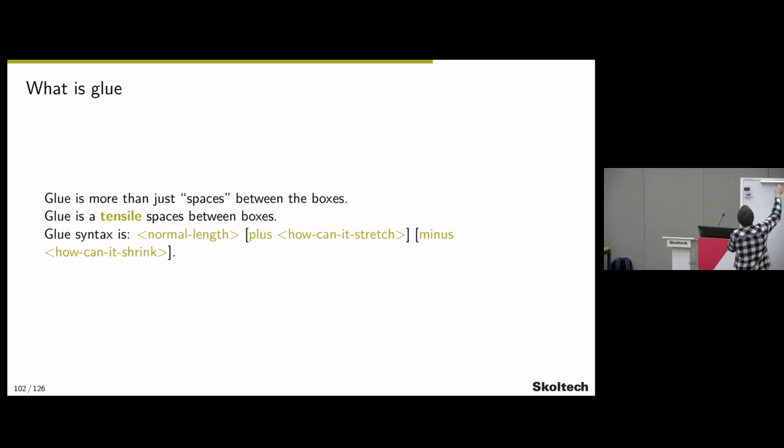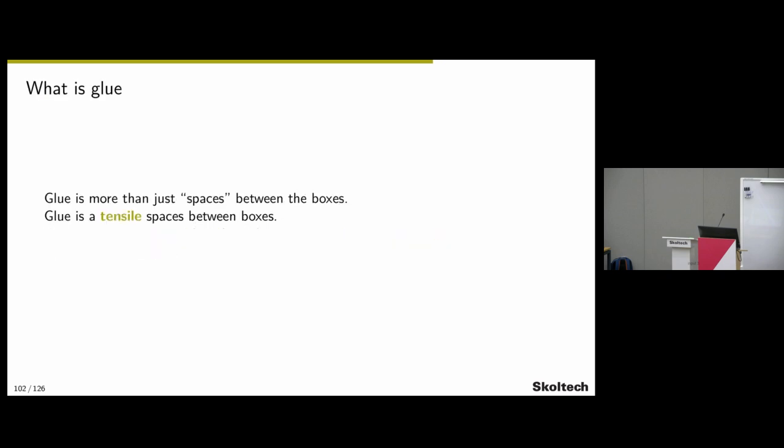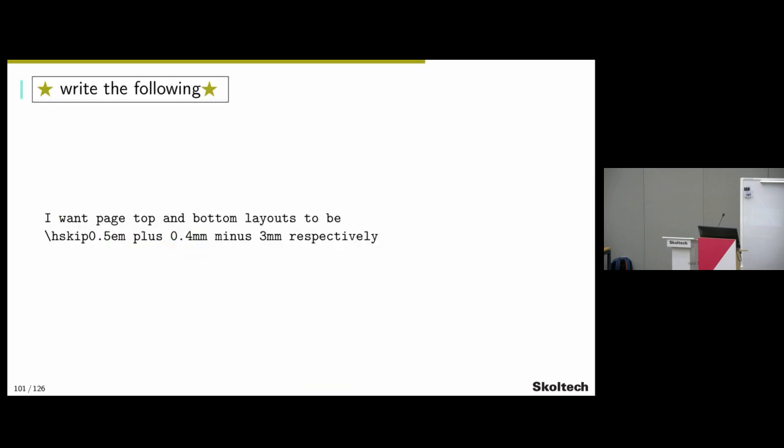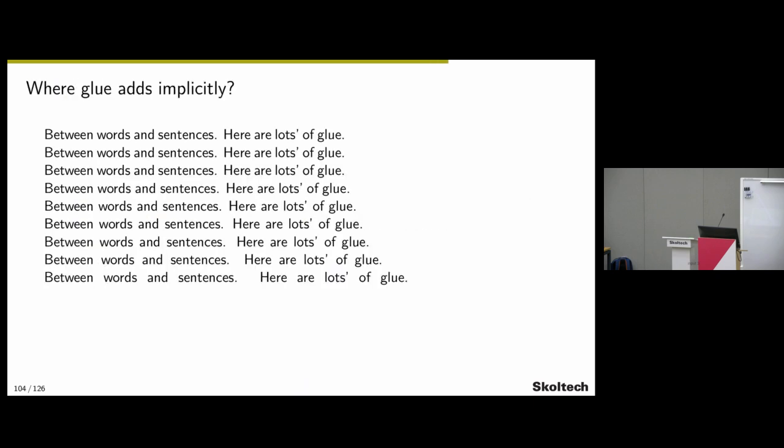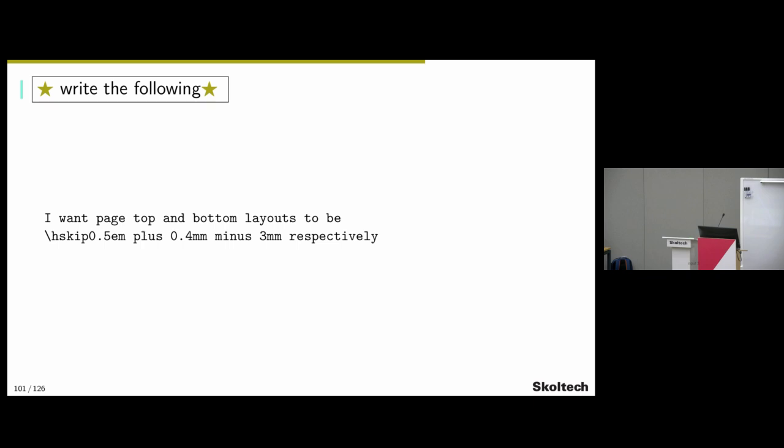So the syntax is this: normal length plus minus. Now, please relax, and add this relax command before plus, between 0.5 em and plus. Add the relax command there. Please add the relax command there and recompile. And relax a bit.